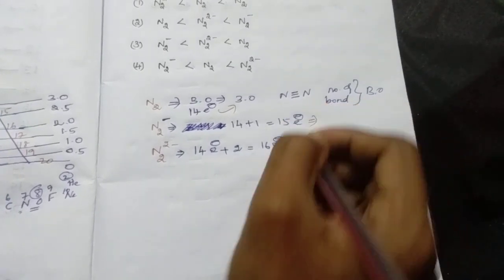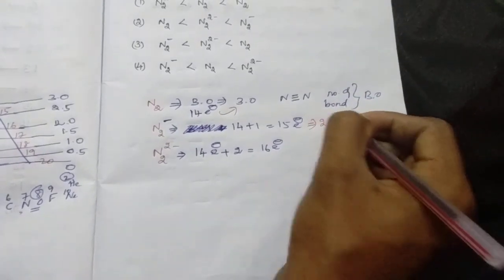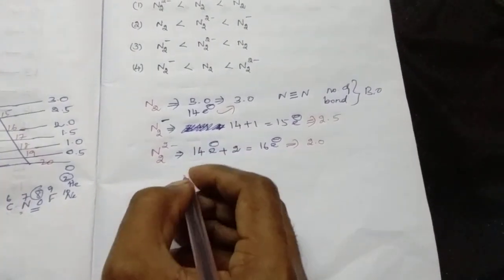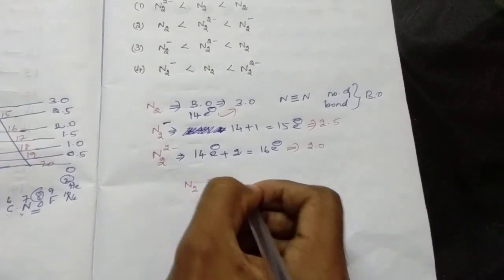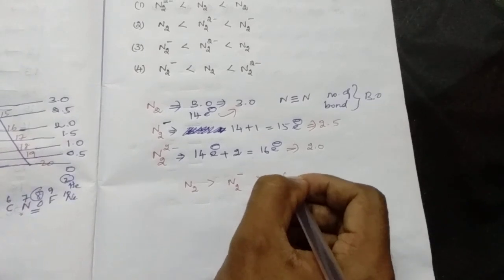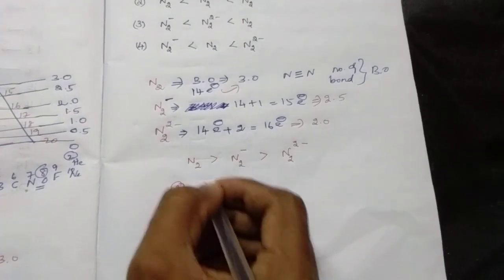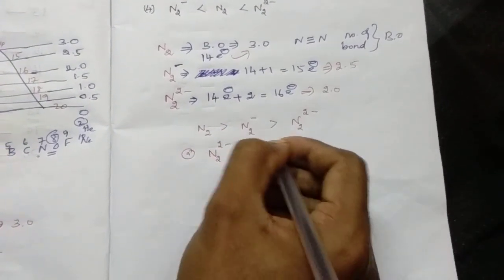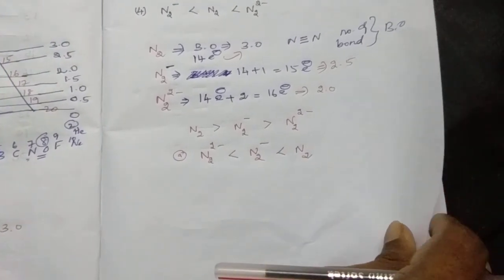For 15 we know the trick: 2.5. For 16, 2.0. So based on this we can arrange N2 greater than N2 minus greater than N2 2 minus. But they ask for the increasing order, and this is the decreasing order. So based on the options we answer N2 2 minus is less than N2 minus is less than N2. Okay, this is the way of answering the question.